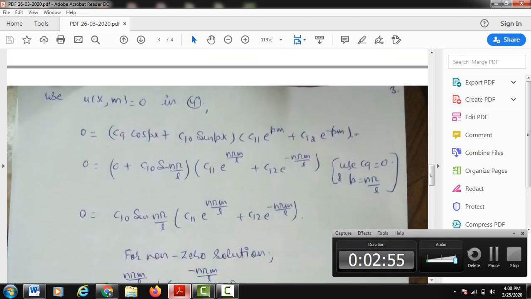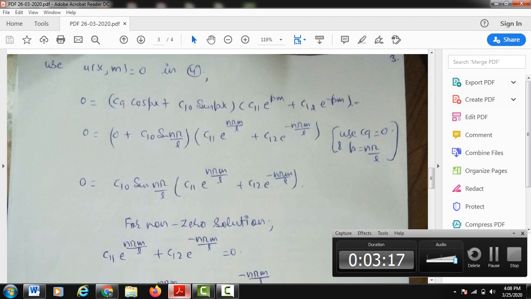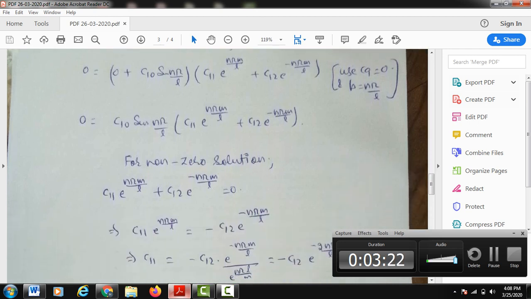Now I am going to use the third condition in the fourth solution, because the fourth solution is the feasible solution. u(x,M) is 0. Now I am keeping x fixed over here and taking the value of y as M. If I put all the values in the fourth solution, I got this one. You can see on the screen also. I am using c9 equal to 0 and p equal to n pi over L in this solution. I got this one. Again for non-zero solution, we have c11 e to the power n pi M over L plus c12 e to the power minus n pi M over L is 0.